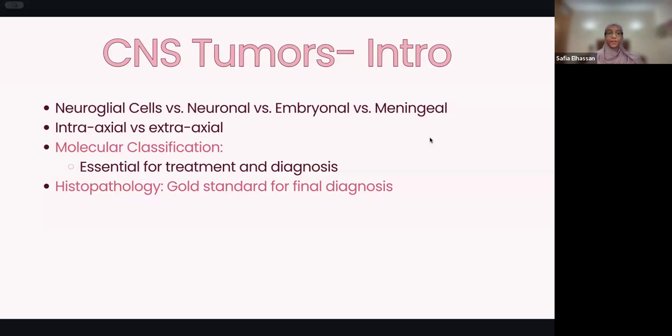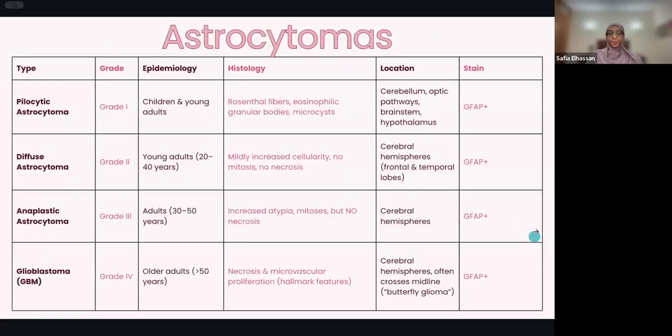One thing that's very, very important for CNS tumors is the molecular classification. It's very important to look at whatever underlying genetic mutations there are. That will help you diagnose the kind of tumor that you have. It will also help you determine the kind of treatment that you want to use for it, and it will help you determine the prognosis. And the best way to diagnose CNS tumors is through histopathology.